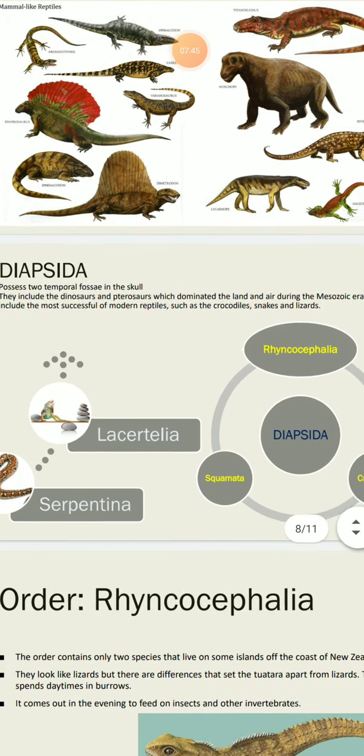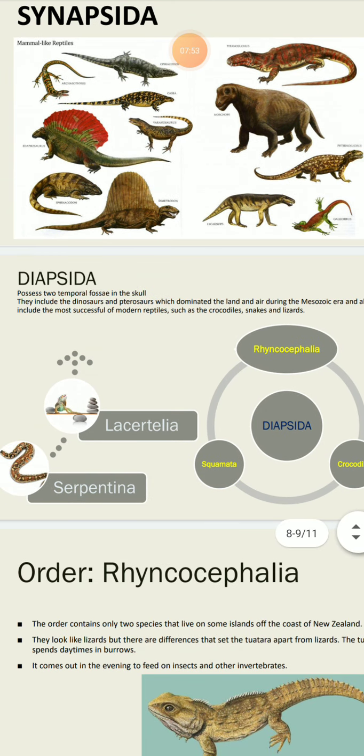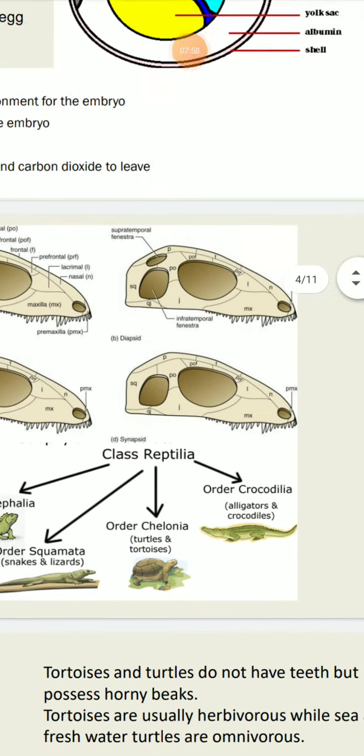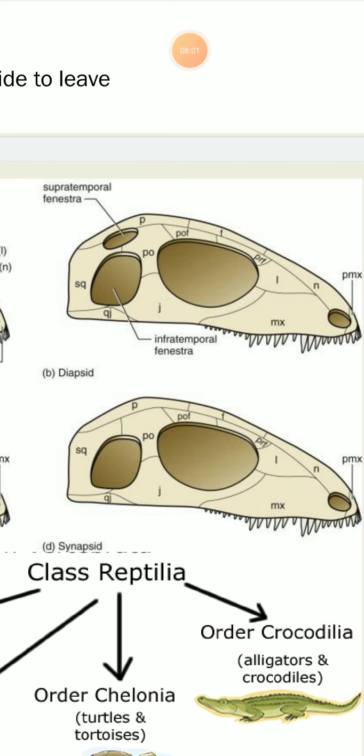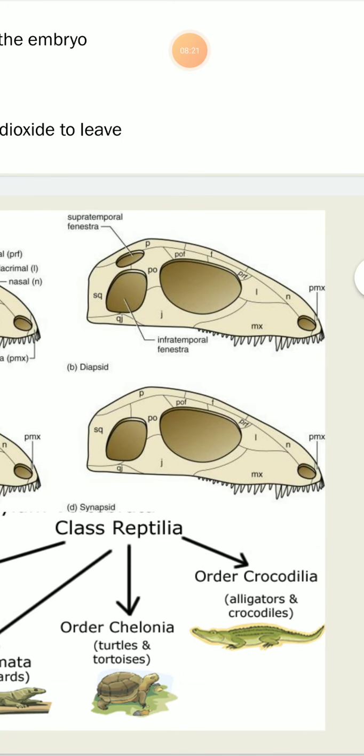Whereas Diapsida also have extinct forms. Seriously, the dinosaurs belong to this Diapsid lineage. So they possess two temporal fossae in the skull, as we see in this picture, the supratemporal fossa and infratemporal fossa or fenestra. Fenestration, fossae, vacuity, hole, they're all used for identifying the vacuity in the skull.